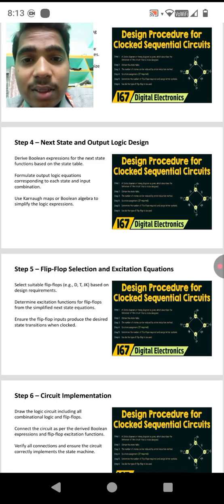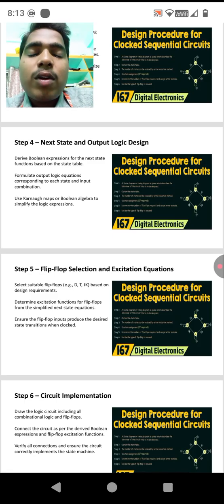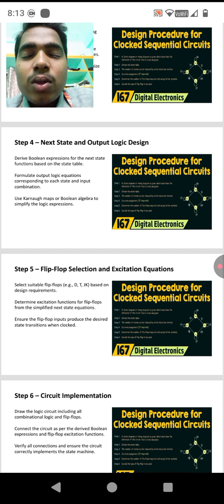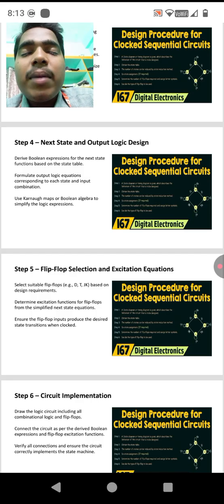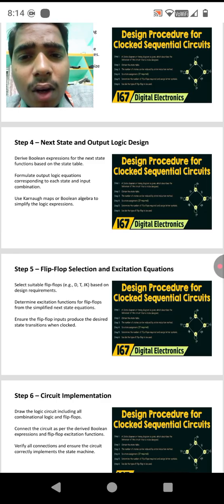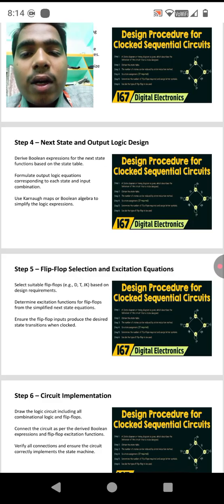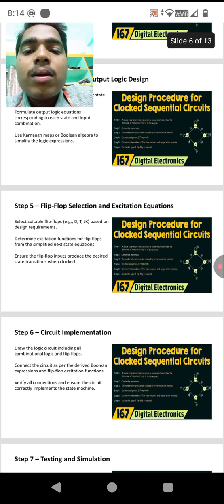For the next state and output logic design, we need to derive the expressions for the next state functions based on the state table and formulate output equations corresponding to each state and input combination, using Karnaugh maps or Boolean algebra to simplify the logic expressions.